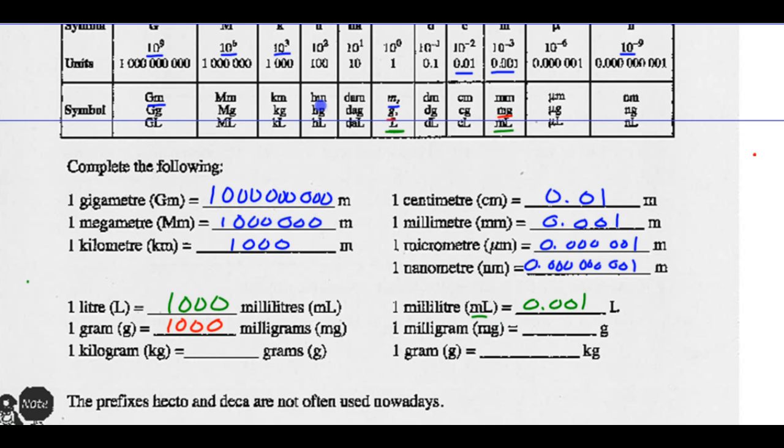Or 1 milligram is how many grams? Going the other direction, 0.001. 1 milligram is 0.001 grams. 1 kilogram is how many grams? Again, we're going from kilograms to grams, so that's 1,000. And 1 gram is how many kilograms? Well, 0.001, the other direction. So that's using that chart. Note the prefixes hecto and deca are not very often used nowadays.